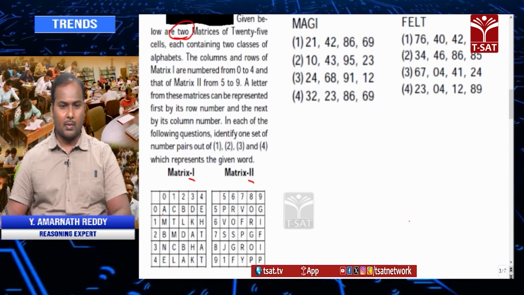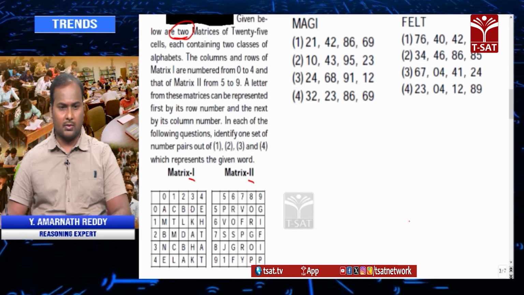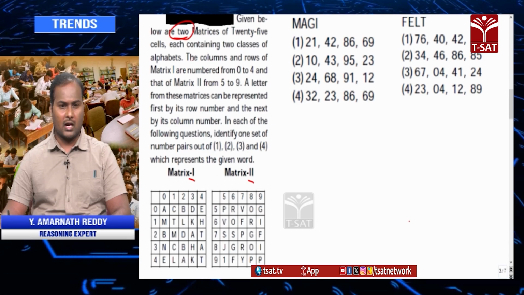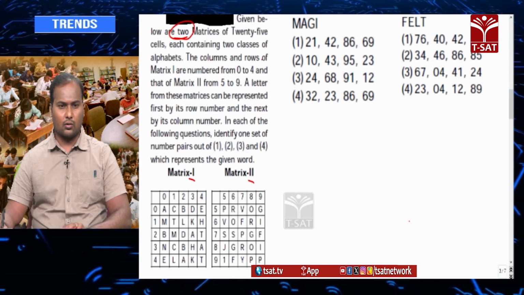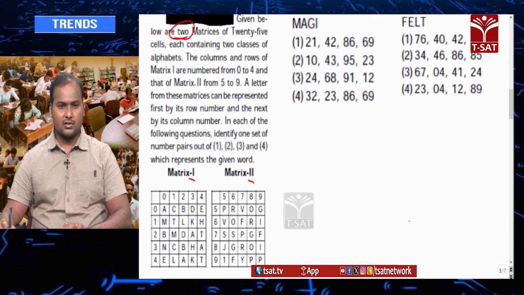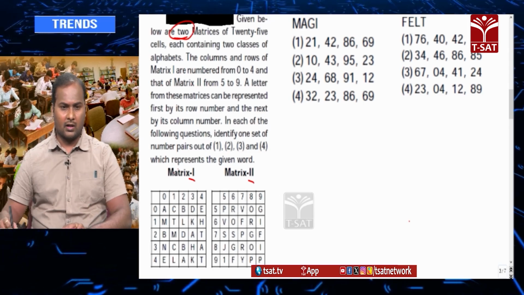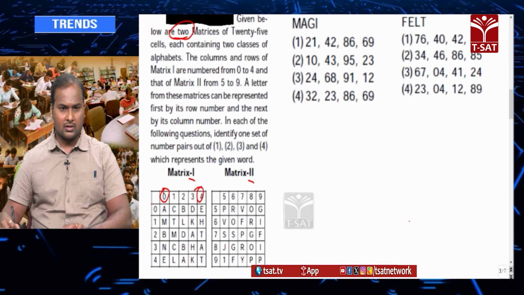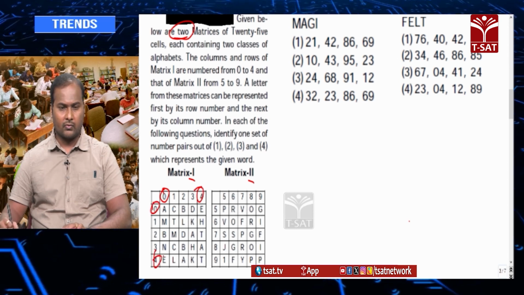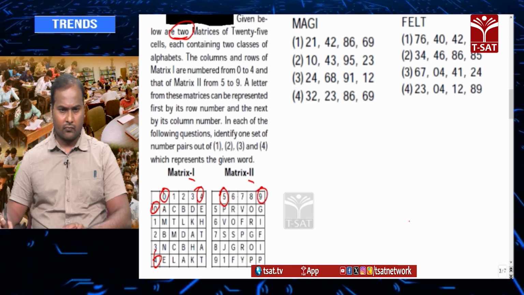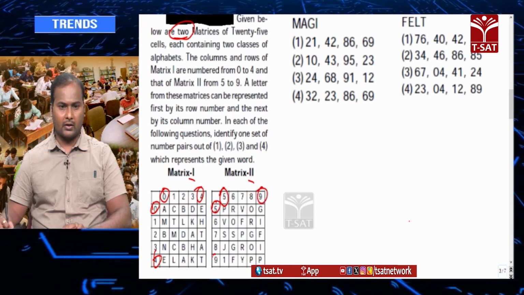What are they? In matrix 1, it is talking about A, C, B, D, E, and here also P, R, V, O, G. So there are different classes of alphabets. The columns and rows of matrix 1 are numbered from 0 to 4, and that of matrix 2 from 5 to 9. You can see here in matrix 1, the number is from 0 to 4, here also 0 to 4. In case of matrix 2, the number is from 5 to 9, here also from 5 to 9.